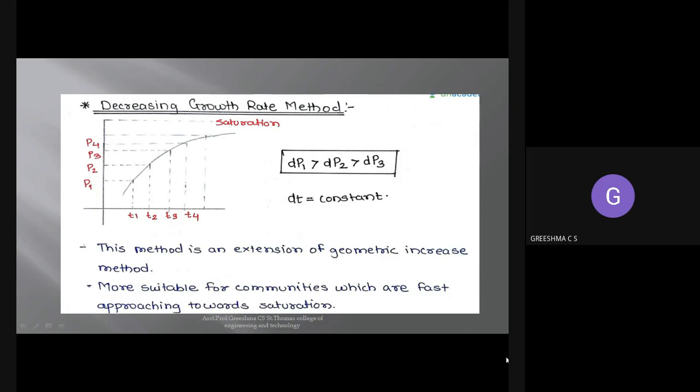This is used for communities which have a very fast approach towards population growth, or you can say saturation. This is adopted for the cities or towns which have a fast growth in the population. When the population is growing very fast, the time range will be very small.